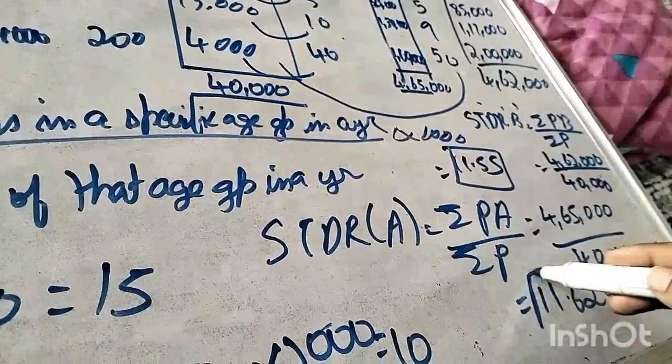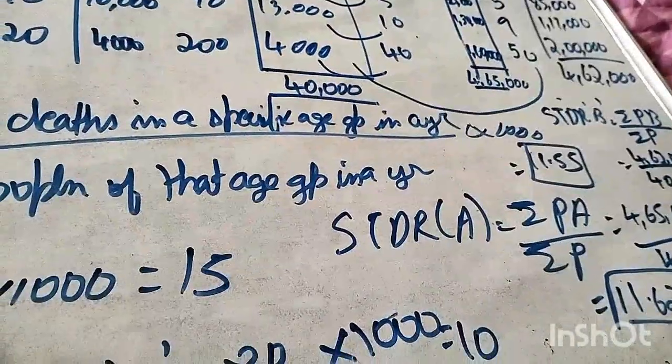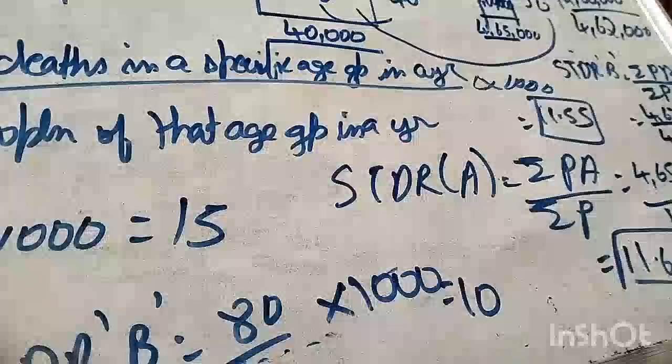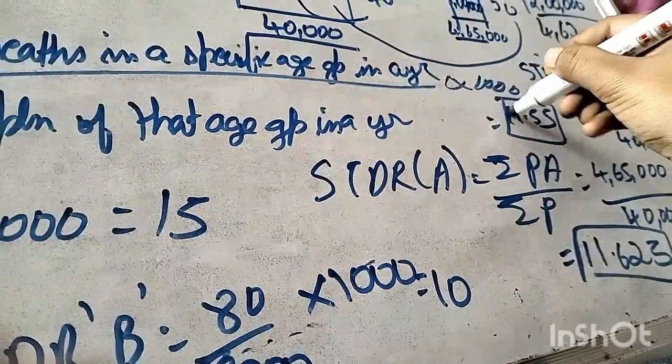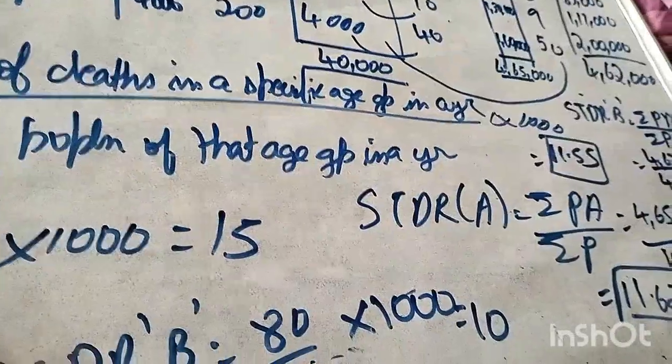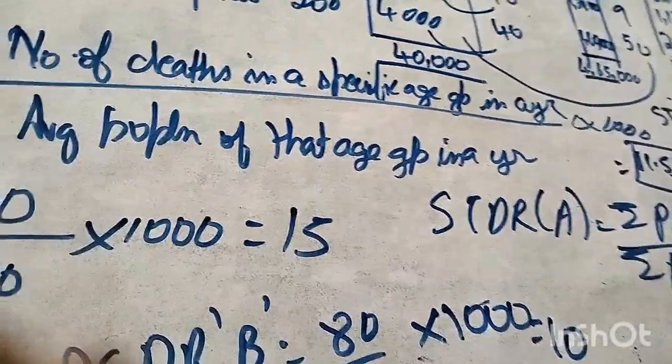And here we got 11.625. So when you compare 11.55 and 11.625, 11.55 is less. So you tell that town B is healthier because it has a lower mortality rate.